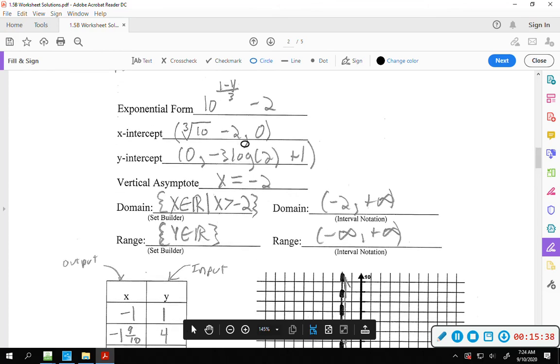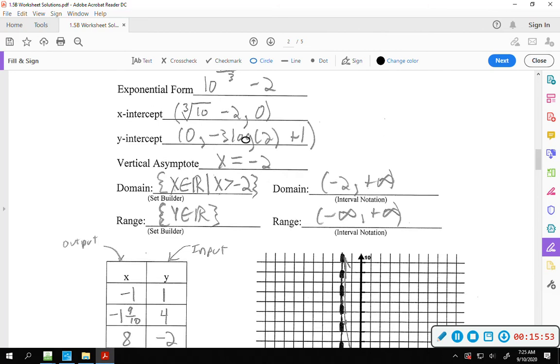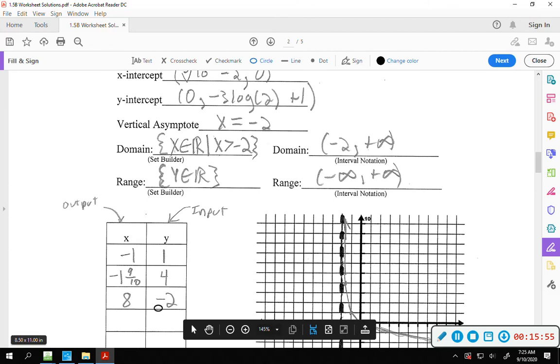Let's go the other direction. I don't want to plug in 0 or negative 1, but negative 2 works well. 1 minus negative 2 becomes 1 plus 2, or 3. 3 divided by 3 is 1. 10 to the first power is 10. Minus 2 is 8. That's another quality point right there.